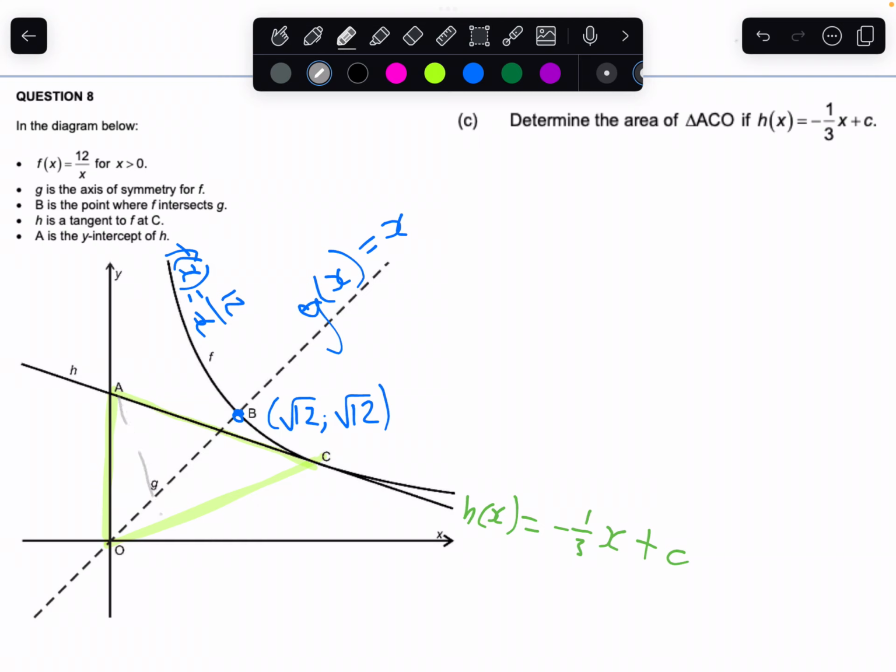Whereas if we use this as our base, then the perpendicular height is also a horizontal line. So if I can figure out what the coordinates of C are, and I can figure out what the coordinates of A are, then my work is pretty much done. So let's see.